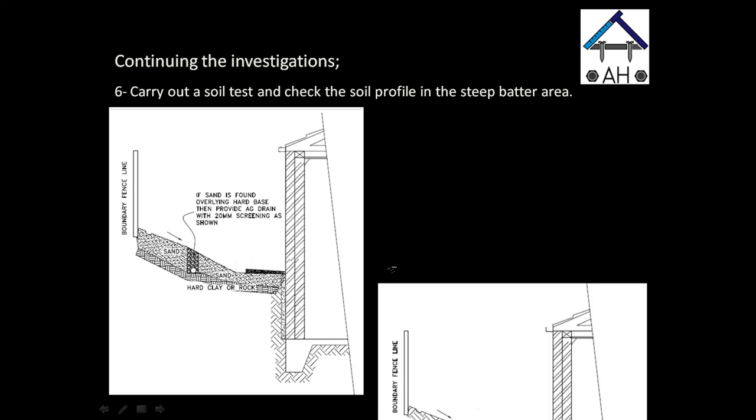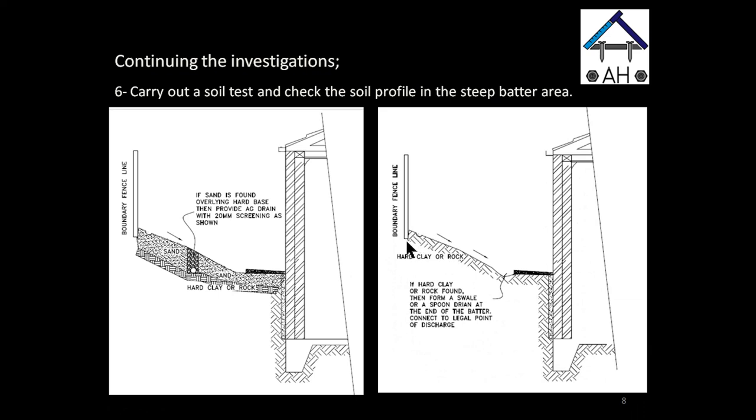On the other hand, if we find an impermeable layer of soil, such as hard clay or rock, then we could easily form a swale or a spoon drain at the bottom of the batter to collect water runoff. And generally the swale drain is about, say, 150 millimeter deep, 200 millimeter wide, and we should be trenching that, not excavating. And that is an important point to remember. We want to make sure we don't undermine any adjoining footing. So we trench that, and then we would grade the swale or spoon drain away from the property to a legal point of discharge.